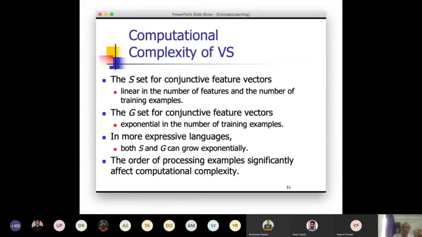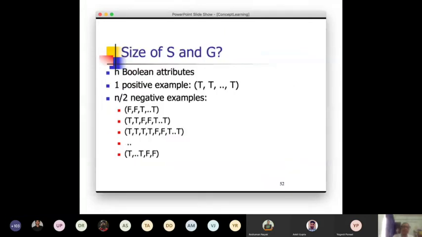Worst case means if you consider all possible different kinds of instances, there are certain instances where G could be bounded. One instance, an example we have already seen, G is not growing exponentially. But there could be some instances where G can grow exponentially. So let us take this example.